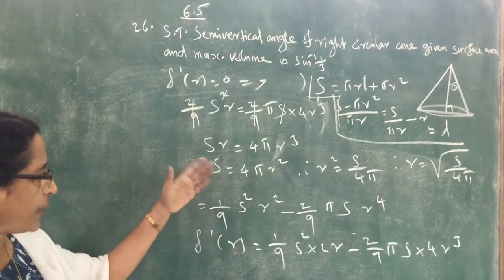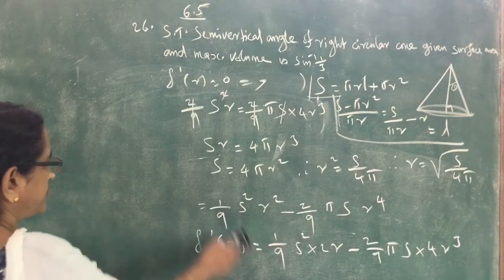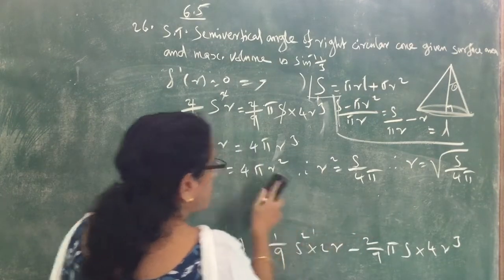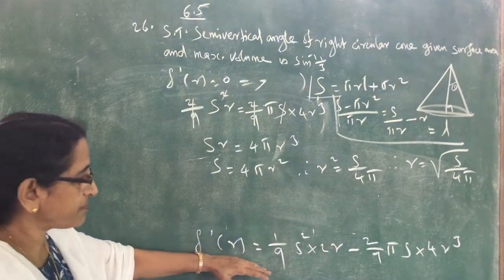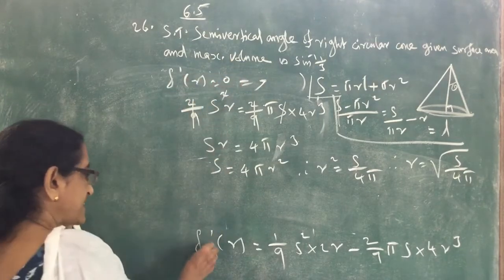Now we have to find the second derivative. This is the first derivative. From that we have to find the second derivative. So we have to prove that when r equal to this number, this is maximum or minimum. We have to prove that volume is maximum. So we can find the second derivative.